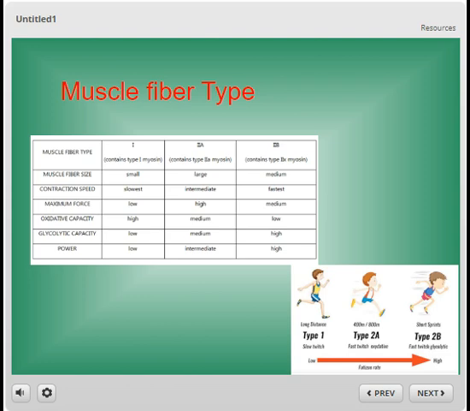Type 2B fibers, fast glycolytic fibers, have low endurance and a high fatigue rate, and fewer mitochondria and myoglobin, giving them a white appearance. They have a very fast contraction speed, and this fiber is designed for short bursts of power and strength, e.g.